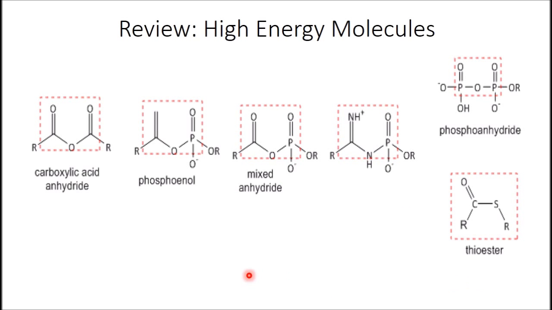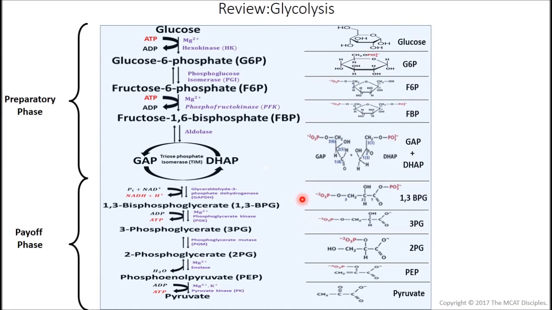We also talked about high energy molecules. These are the molecules that you can couple to, let's say, the formation of ATP, because the breakdown of these compounds has a negative Gibbs free energy associated with it and is associated with a release in energy. So you can use that to power reactions, which you'll see in the citric acid cycle as well as what you already saw in glycolysis. And then we'll just review glycolysis very quickly.